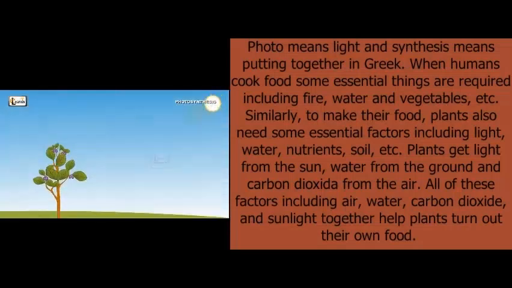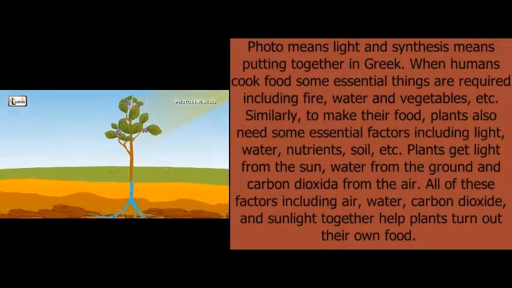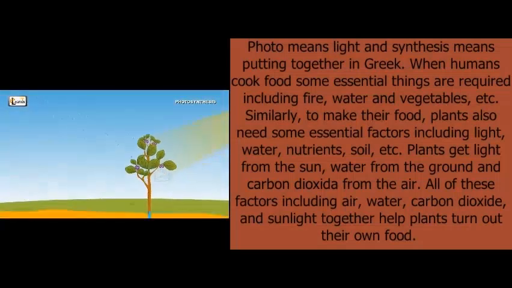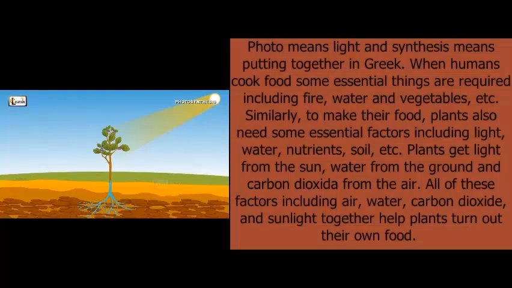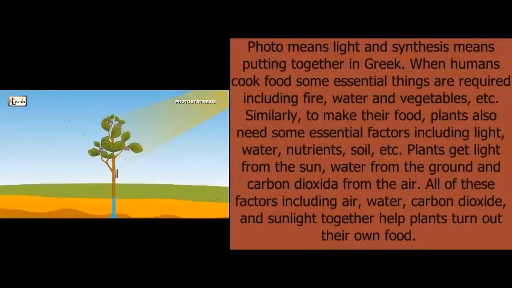Plants get light from the sun, water from the ground, and carbon dioxide from the air. All of these factors, including air, water, carbon dioxide, and sunlight, together help plants churn out their own food.